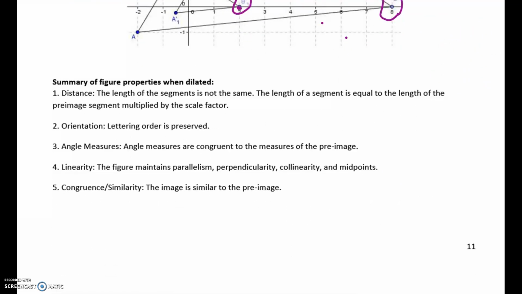All right, quick summary. The lengths of our segments are not the same. However, they are in a specific proportion, and each of the proportions is the same no matter which one you look at. And the length of a segment is equal to the length of the pre-image multiplied by the scale factor. My orientation does not change. My angle measures do not change. The concepts of parallelism, perpendicularity, collinearity, and midpoints, those are all in the same spots. The difference here is that we create a similar image, but not a congruent image to our pre-image.